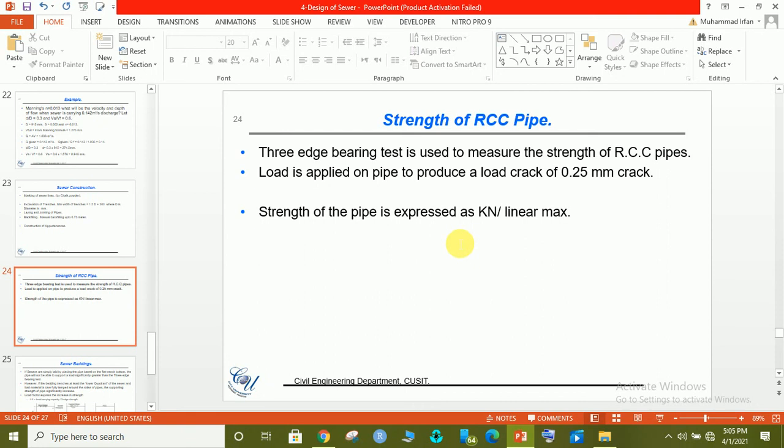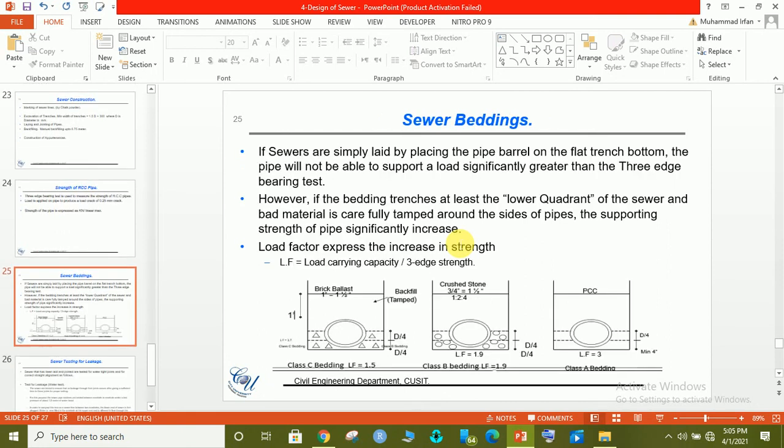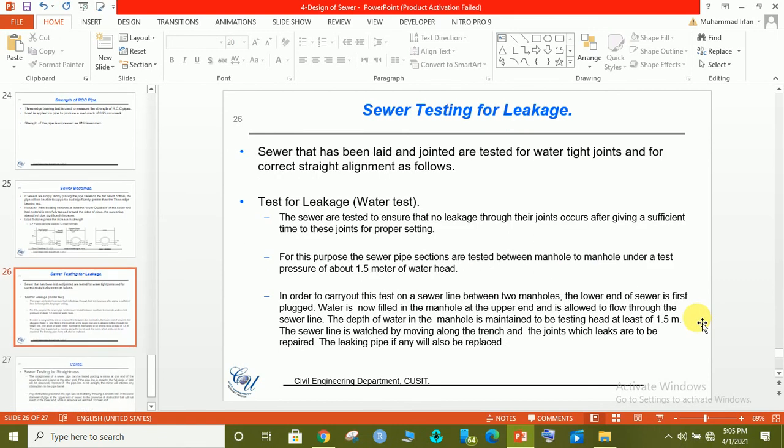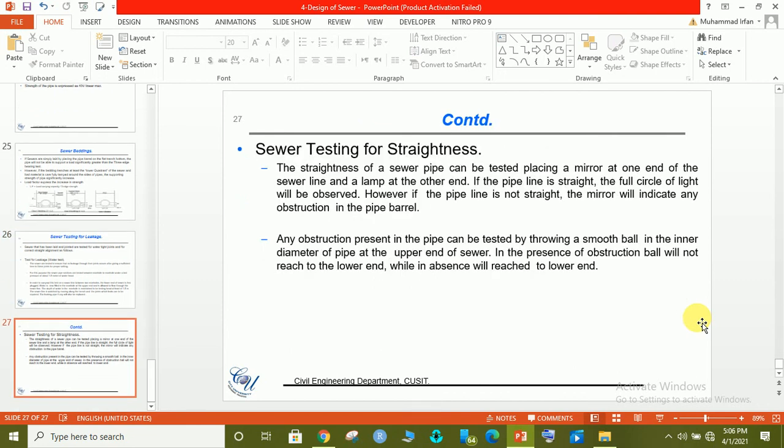Then the strength of the RCC pipe is very easy, I think. And the next one is the sewer bedding. You can see sewer bedding. The sides of the earth must be compacted in order to carry a heavy load, which is basically on the top of the sewer. And then the tests for leakages, water tests, and sewer testing for straightness.